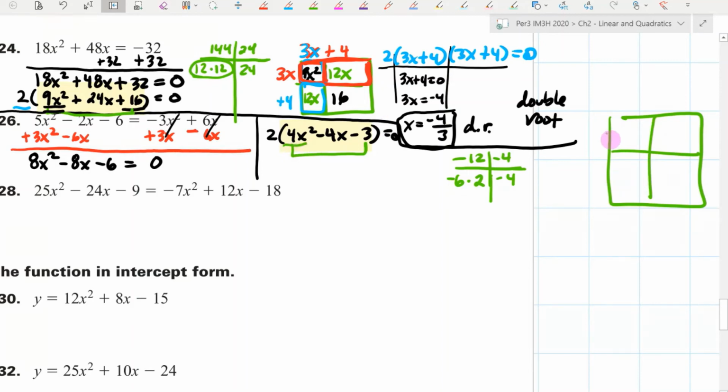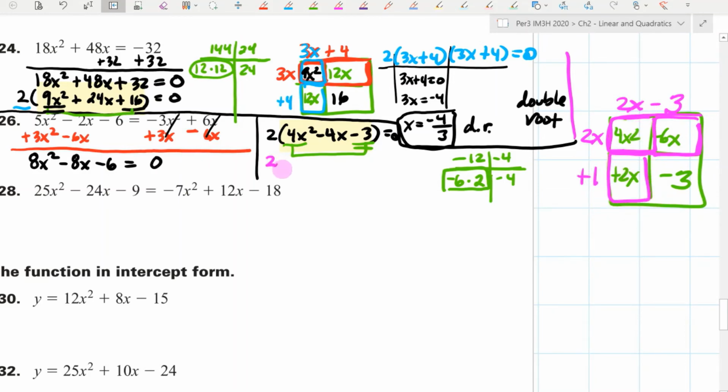So the first term is a 4x squared. The two middle terms are the negative 6x and the positive 2x, and the last term is a negative 3. These two terms have a 2x in common. 2x times what gives you 4x squared? That's a 2x. And then 2x times what gives you negative 6x? That's a minus 3. Then 2x times something gives you 2x. That's a plus 1. So this is 2 times 2x minus 3 times 2x plus 1.